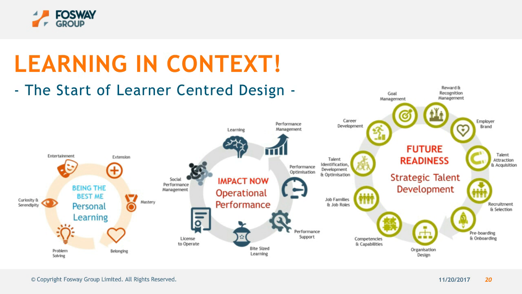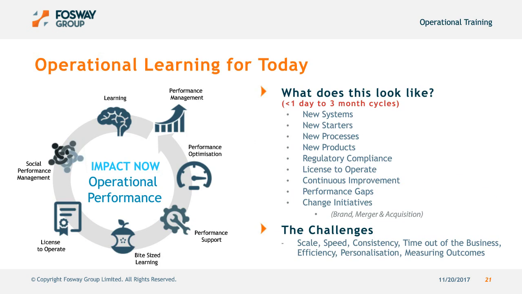Now, I can talk through these in a little more detail. As I said, we're going to share these slides, but quite often we see learning teams have an identity which is more aligned to operational learning, what's the learning you need for today, rather than the other. So what you tend to get involved in this scenario is new systems, new starters, new products, new performance releases, and it's about trying to deliver learning fast. It's about getting people to do things and supporting them in the workplace as quickly as possible. It's about performance gaps, change initiatives, continuous improvement, scale, efficiency, consistency, time to business. That's what this is all about.